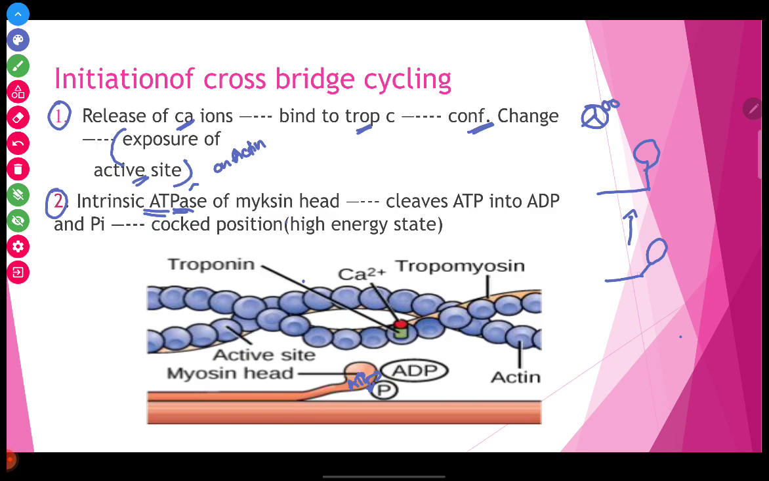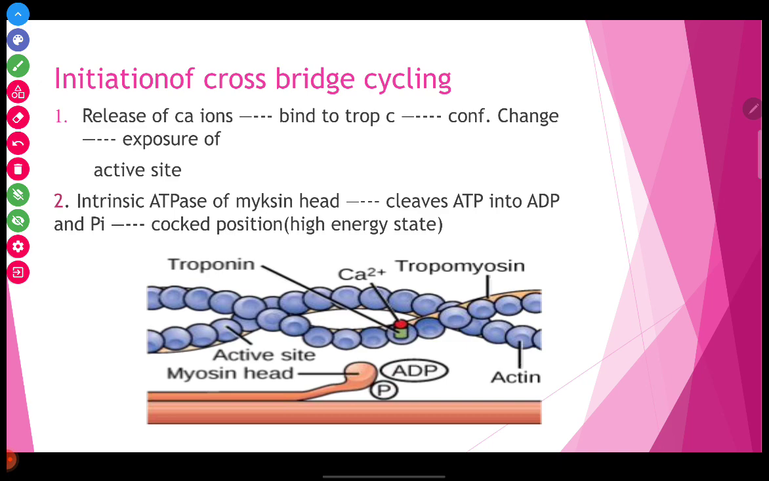Cocked state is nothing but this arm. This is the arm of myosin. This is the tail of the myosin, and this is the head of the myosin. Initially it was 45 degrees. Now it extends to have a 90 degree angle between its arm and the tail. So this state is called the cocked state, or active site of the myosin head, which is known as the charged state of the myosin head. So these are the two major things happening in the initiation of cross-bridge cycling.